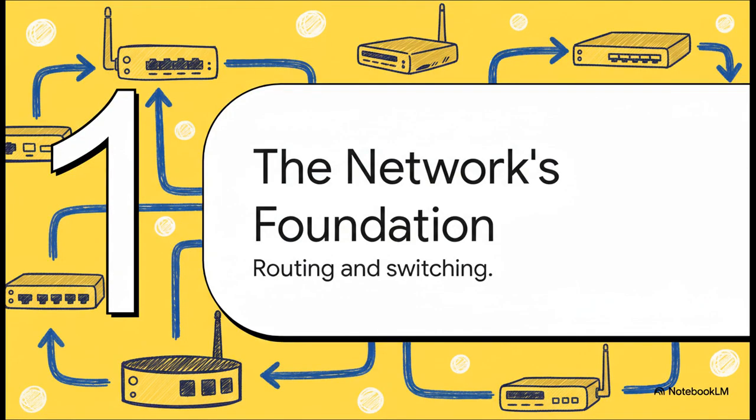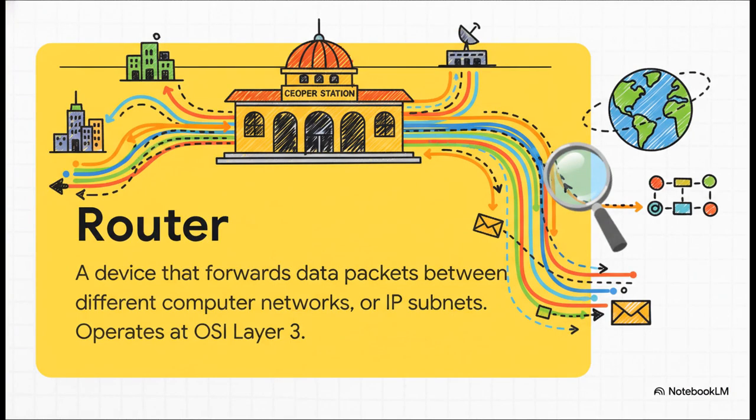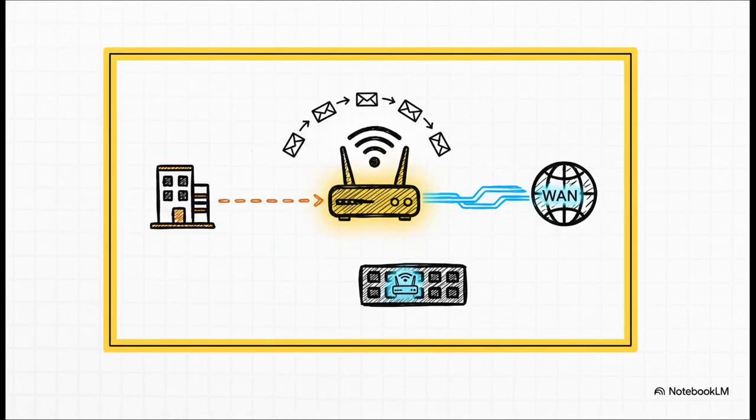We're talking about the 2 most fundamental devices you will find in any network, big or small, the router and the switch. These 2 are truly the bedrock of all data movement. So think of a router as kind of like the grand central station for data. It's not really concerned with, say, the specific devices in one little office. Its job is to connect entirely different networks together, whether those networks are in the same building or on opposite sides of the planet.